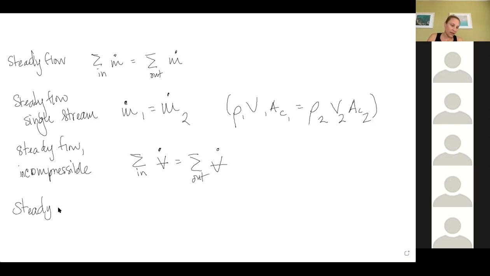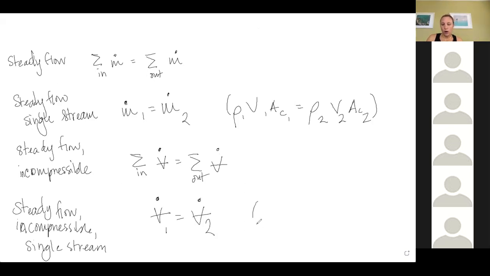So if you have a steady flow, incompressible, and then a single stream, you should be able to use inference and figure out what this is, but it's the volumetric flow rate at point one needs to equal your volumetric flow rate at point two, or your average velocity times your cross-sectional area at point one needs to equal your average velocity and cross-sectional area at point two.